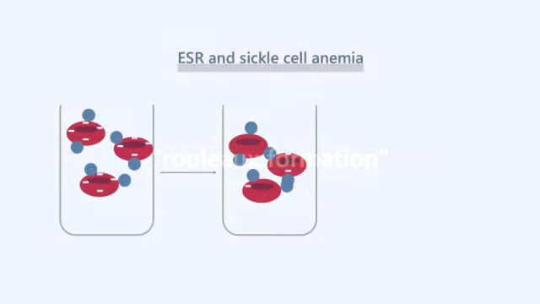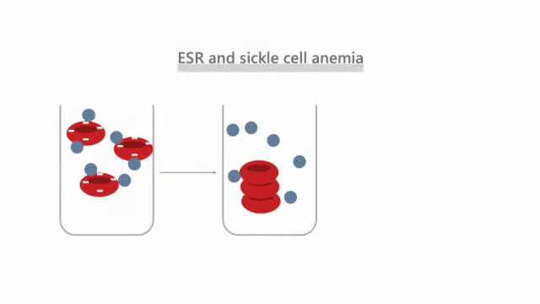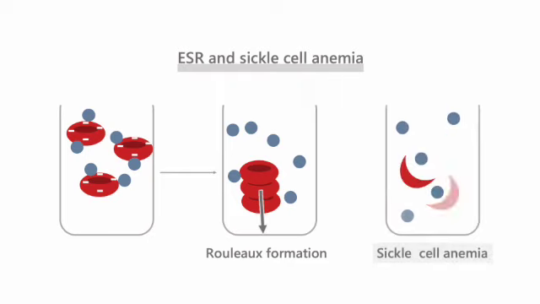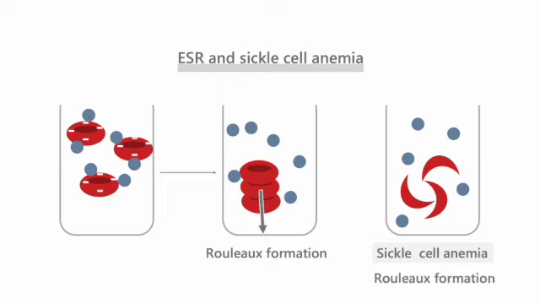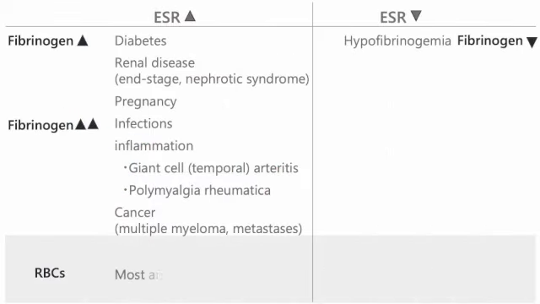Normally, red blood cells stack up like coins in a neat pile, making them settle faster. But in sickle cell anemia, the irregular shape of the cells disrupts this stacking, slowing down the settling process and decreasing the ESR. Other irregularities in red blood cell shape, like spherocytes, can also interfere with stacking and lower the ESR.